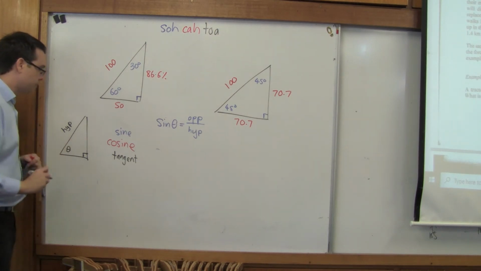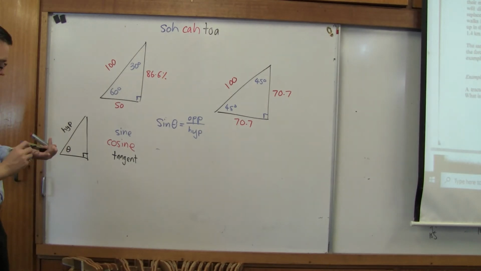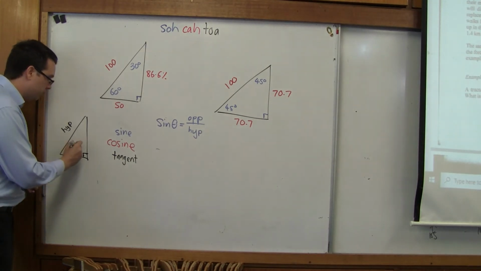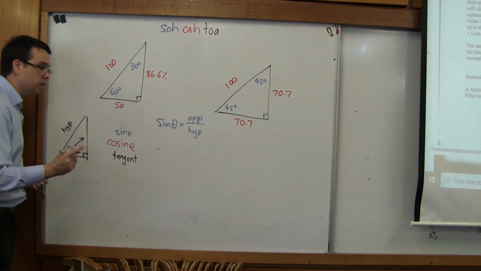Okay. Then we're given an angle. And then we have some other sides. The side that is opposite the angle, guess what we call that?